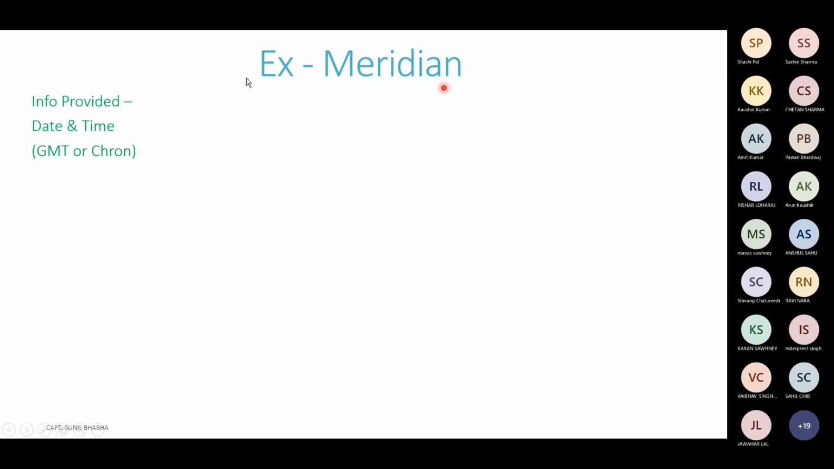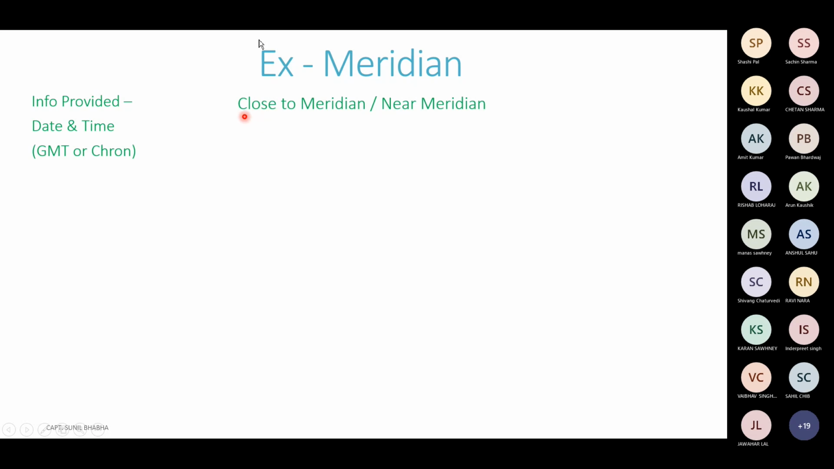Let's see the information which is provided to us in the question. They will provide us the date and time. The time could be GMT or chronometer. In case of chronometer, there could be a 12-hour ambiguity, which will be resolved using the AM/PM indication given in the question.